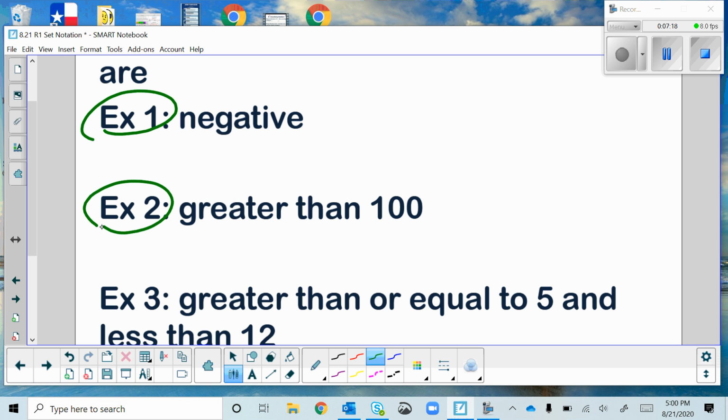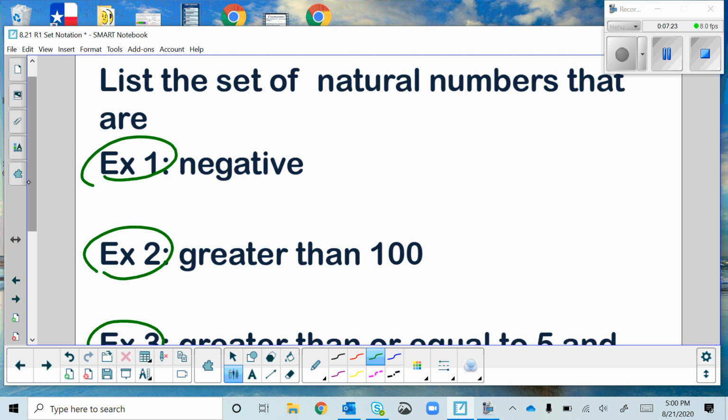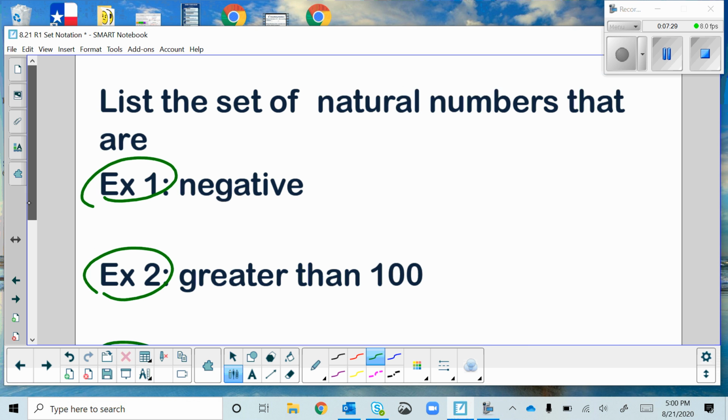And these examples do not build on each other. They're separate. So we're going to do those one at a time and then move on to the next one without thinking that we have to include the other one as well. So the directions say, list the set of natural numbers that are these things. Now our answers would change if this was a different set of numbers. So we have to be sure we understand what the natural numbers are.